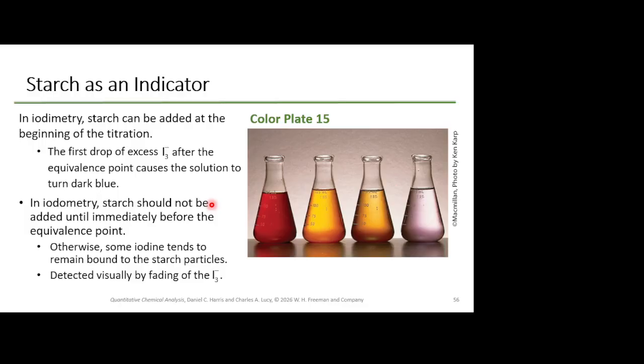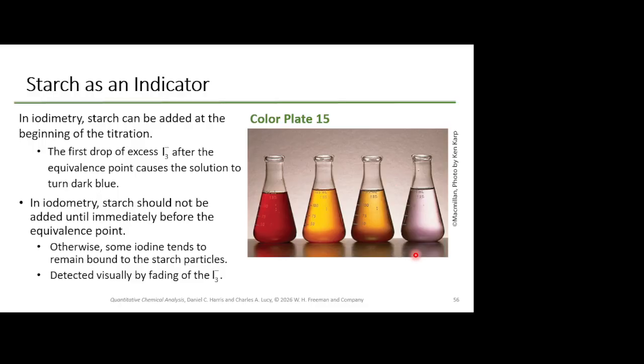The reason you want to do this, though, is because in iodimetry, the starch can be added at the beginning of this titration. This is why this is so different. And so your first drop of excess I3 minus after the equivalence point will cause that solution to turn that dark blue color. Keep in mind that it may not look like blue to you because it's in a solution and it has other colors. Okay.